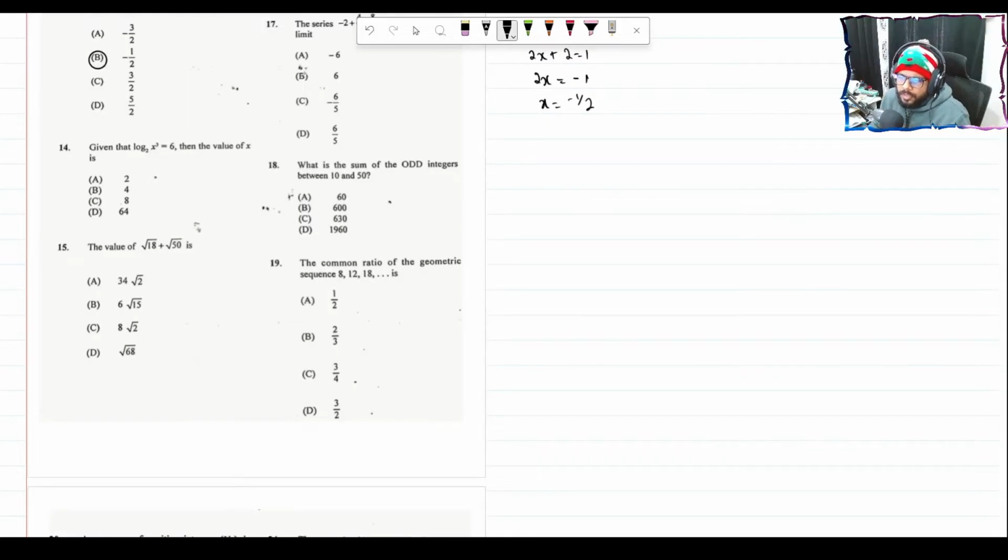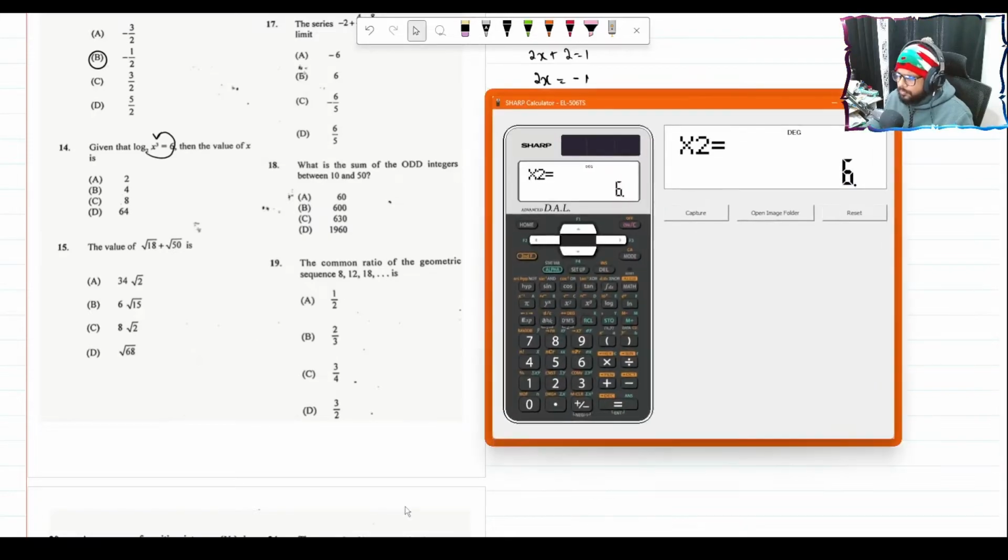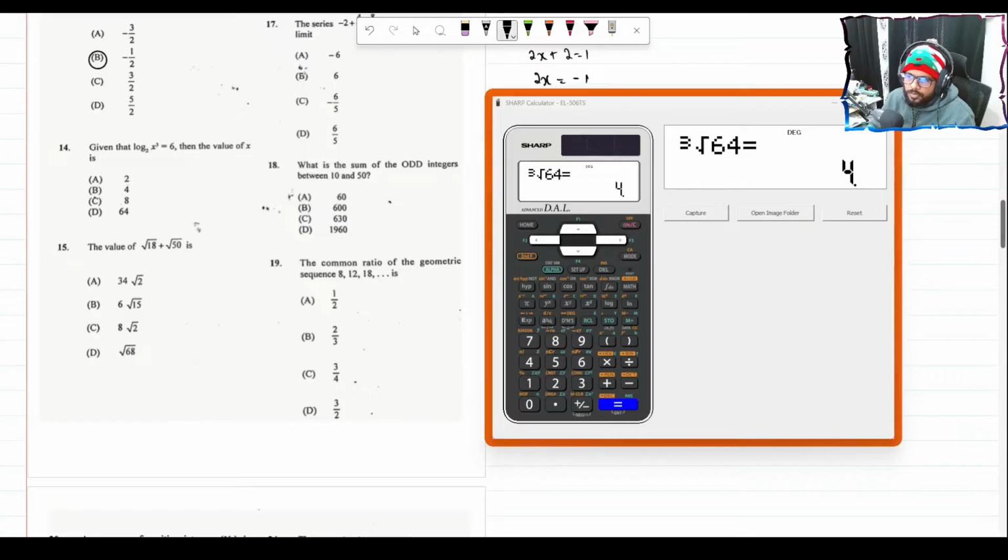Given that log of x cubed to base 2 is equal to 6, the value of x is, well, you could use log to indice. Log to indice: carrying base power is equal to, so I'll get 2 to the power 6 is equal to x cubed. 2 to the power of 6 is 64, which is equal to x cubed, and just take the cube root of 64. Let's work it out. Cube root of 64 is 4. So the answer here is 4.